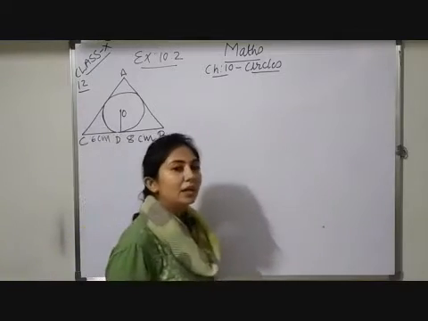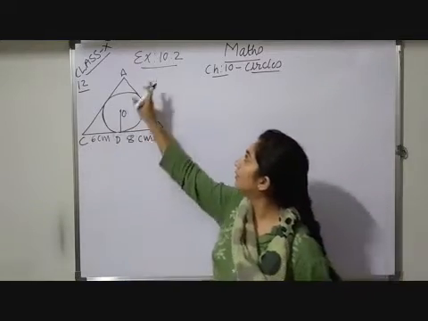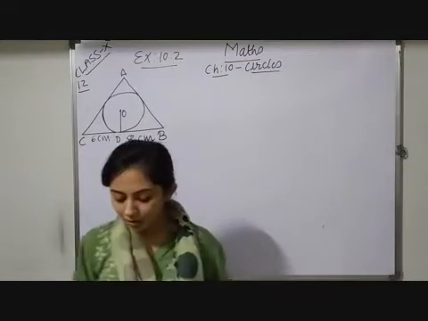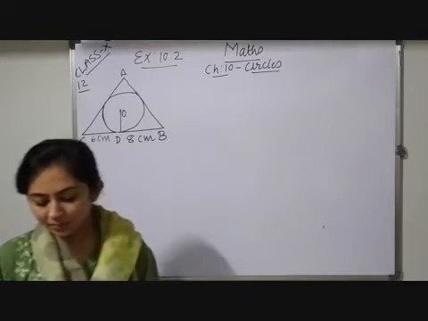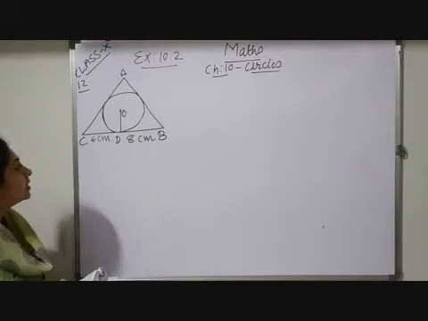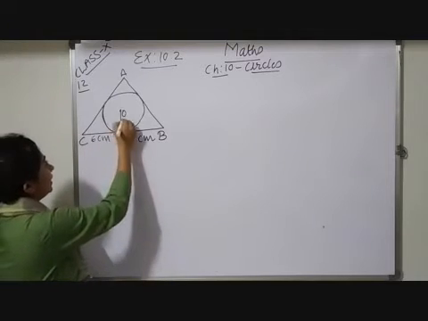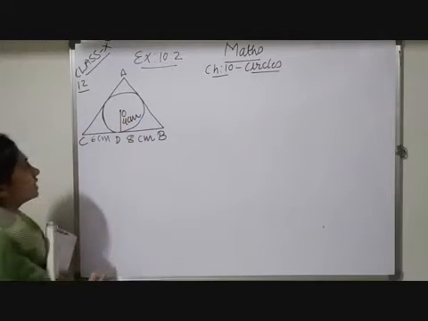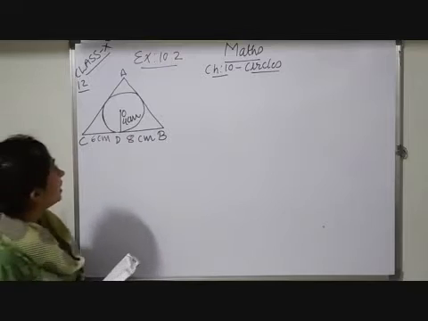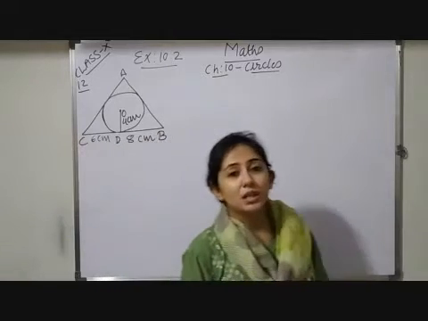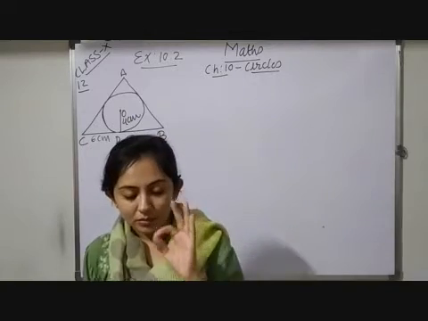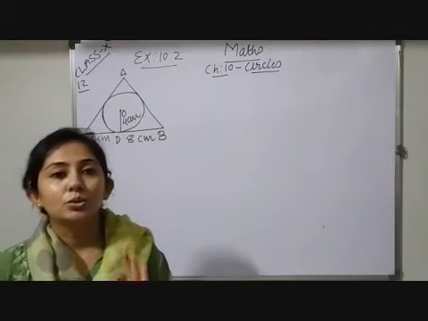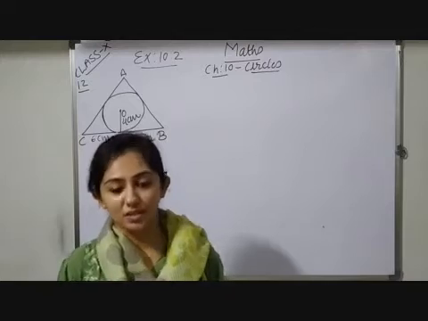Now children, here I am explaining your 12th question of your exercise 10.2. Your question is, a triangle ABC is drawn to circumscribe a circle of radius 4 cm. So this radius is given of 4 cm. Circumscribe a circle means you have to draw a circle in a triangle in such a manner that the boundary of the circle should touch all sides of the triangle.